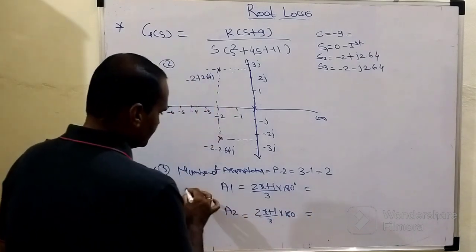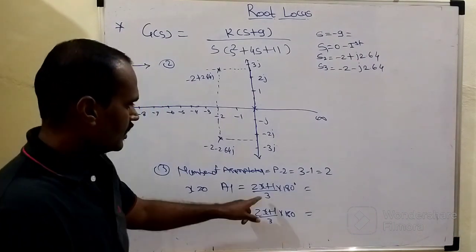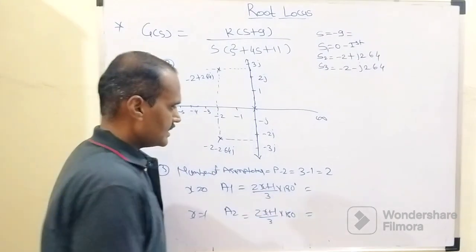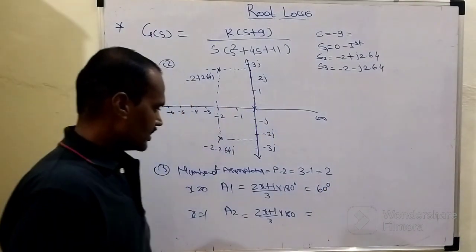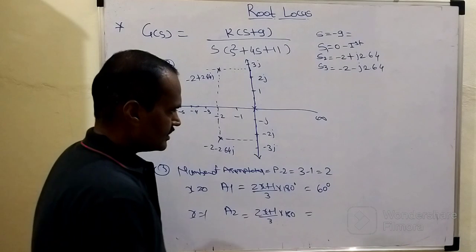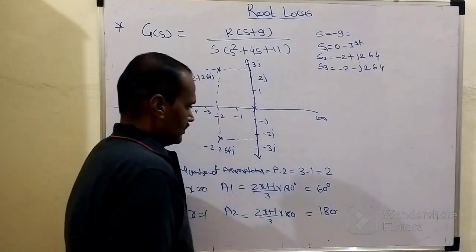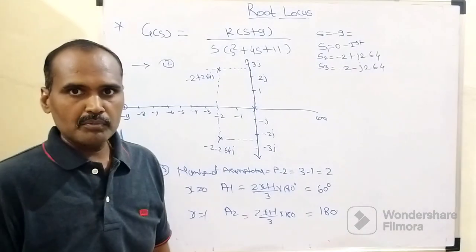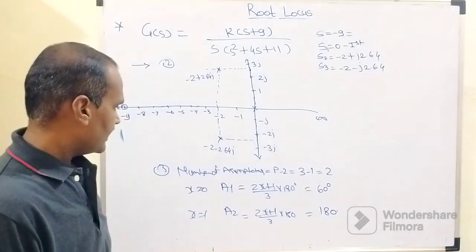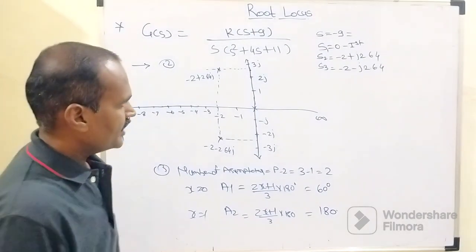In the first iteration x equals 0. In the second iteration x equals 1. So when x equals 0, 3 sixes are 18, so 60 degrees. When x equals 1, the 3 will get cancelled, so 180 degrees. So asymptote angle number 1 is 60 degrees. Asymptote angle number 2 is 180 degrees. Then after that, in step number 4, what do we need to do?